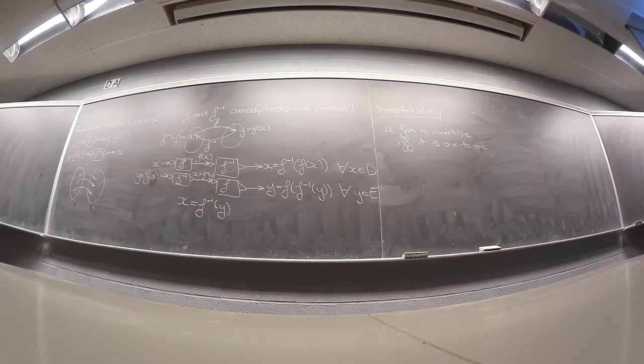Okay, so let f be a one-to-one function with domain D and range E. Then its inverse function, f inverse, has domain E and range D and is defined by f inverse at y is equal to x if and only if f at x equals y for each y in E. Okay, that's all we've been talking about. Any questions about this?